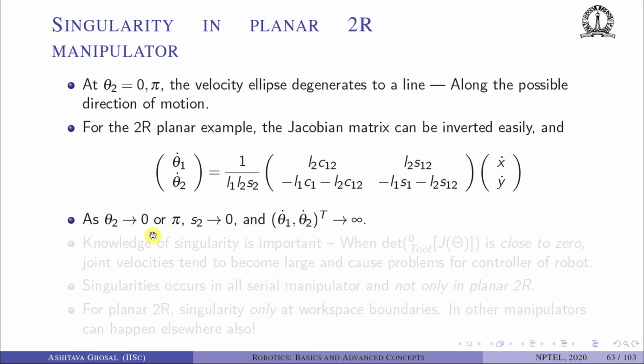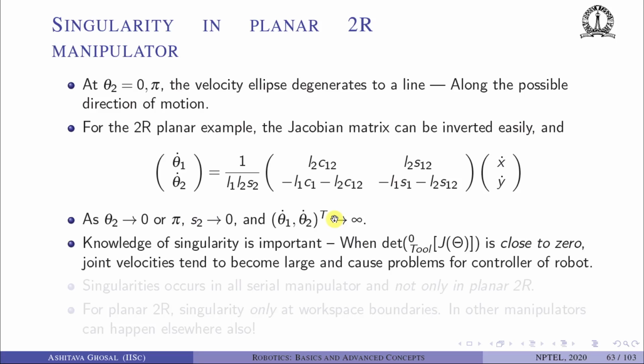So when theta 2 tends to 0, which is the determinant of the Jacobian going to 0, or pi, S2 will go to 0 and theta 1 dot, theta 2 dot tends to infinity. This is also a very important result. When the tip of the manipulator is very close to the boundary, not at the boundary but close to it, theta 1 dot, theta 2 dot will become very large. It tends to infinity as it comes close to the boundary.